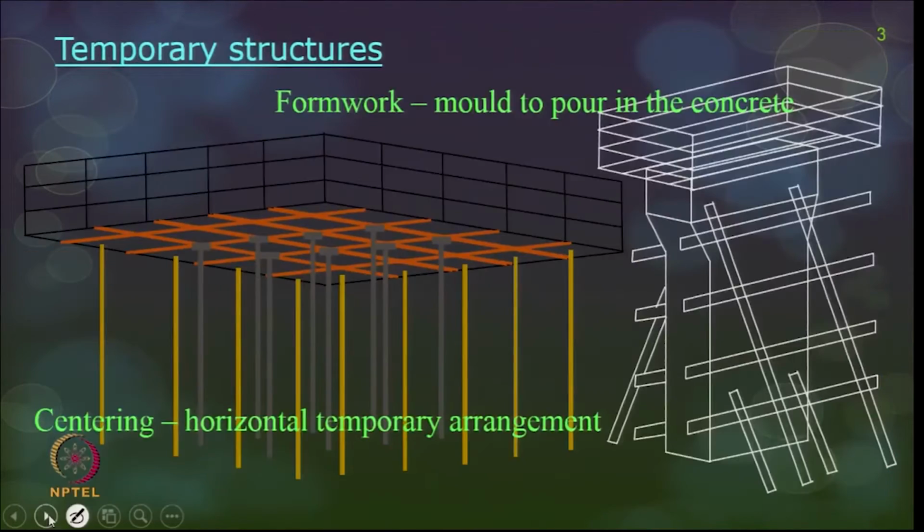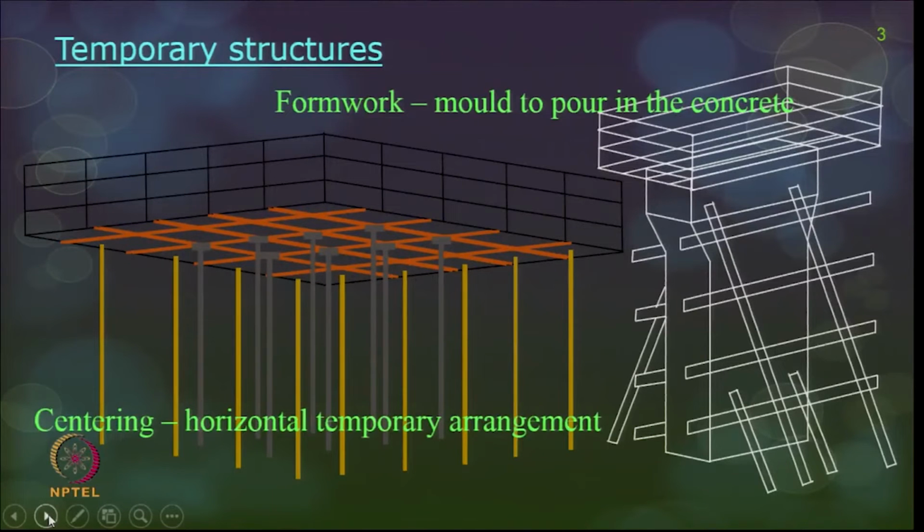Now, let us talk about the temporary structures. There is a lot of terminology that comes together, which is generally confusing when you talk about form work. The terms which are interchangeably used are form work, centering, shuttering, staging and scaffolding. What is a form work? As I told, this is nothing but a mold to pour in the concrete. This is primarily a bridge pier construction, where you create all the form work structure. When you pour the concrete, it gets the shape of the inside of the form work.